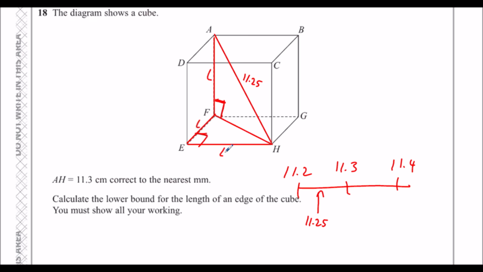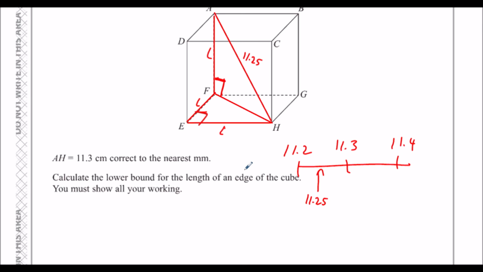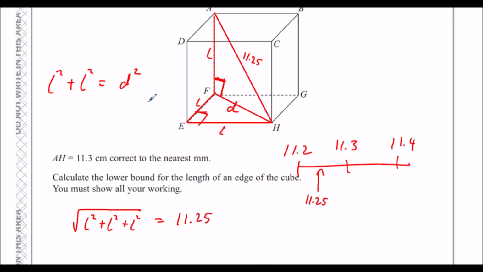We know that the length squared plus length squared, square rooted, is this length. And then this squared plus this squared equals this squared. And for 3D Pythagoras, we can actually say the square root of L squared plus L squared plus L squared equals 11.25. So L squared plus L squared equals this diagonal squared. So the diagonal squared is L squared plus L squared.